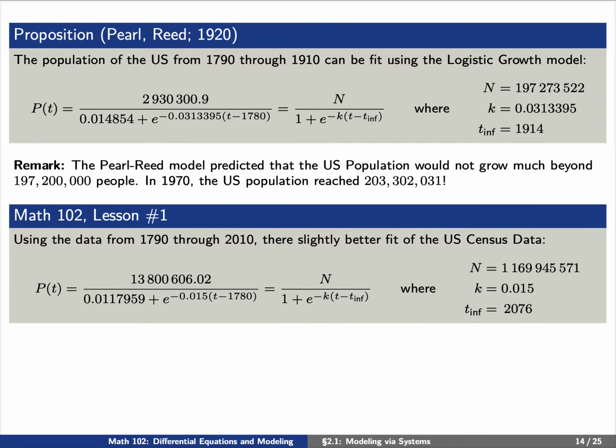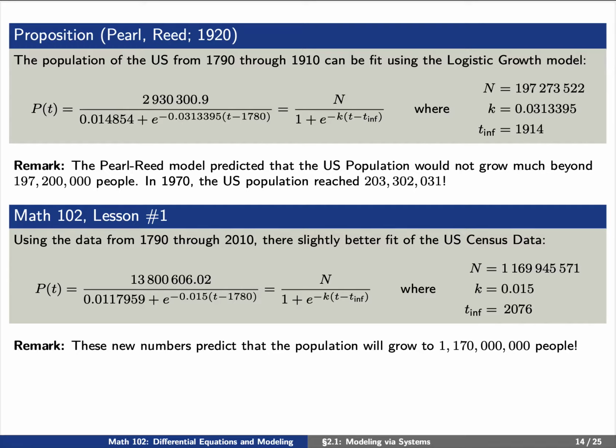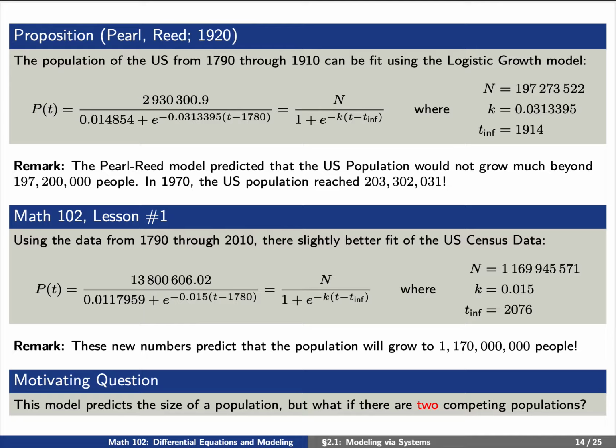Using this, back during the very first day of this class, we used the data from 1790 all the way through 2010 to get a slightly better fit of the US Census data. Again, you can see some of the numbers here on your screen. Notice that we determined that the inflection point for the population won't be for another 50 years, about 2076 or so. In fact, these new numbers predict that the US population will grow to be about 1.12 billion people, billion with a B. So we'll use this now as the motivating question.